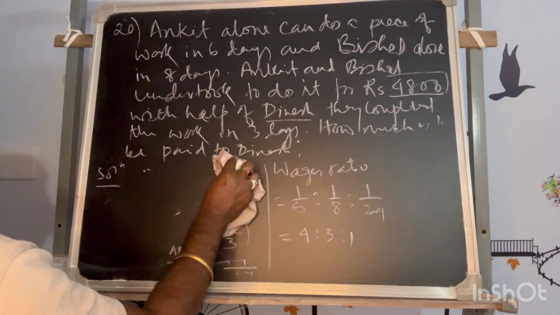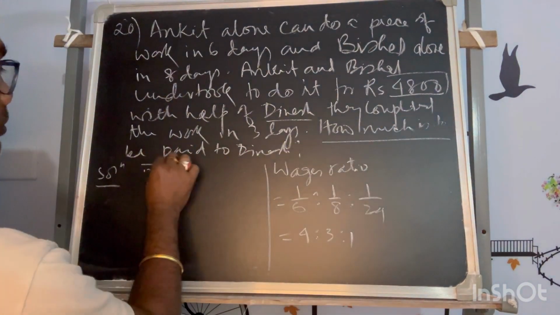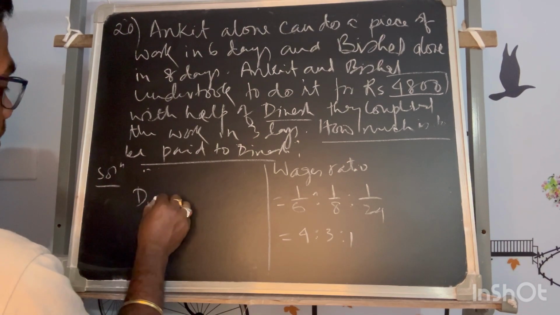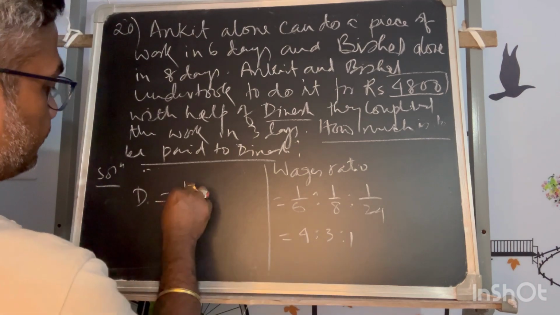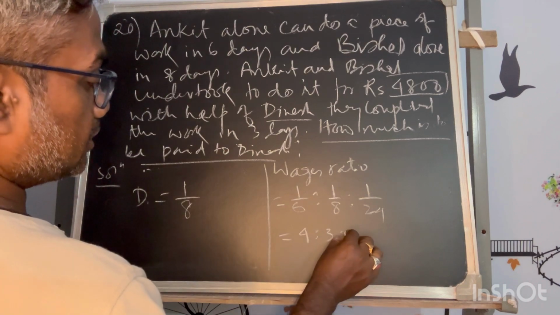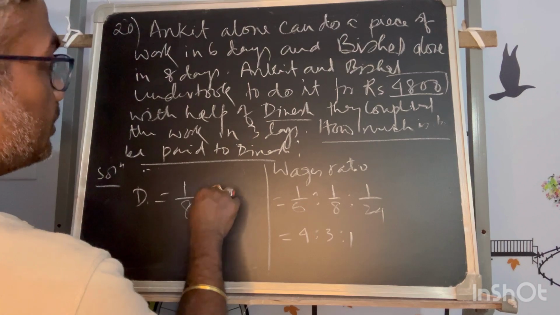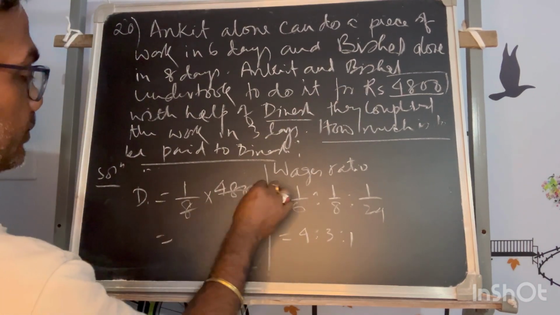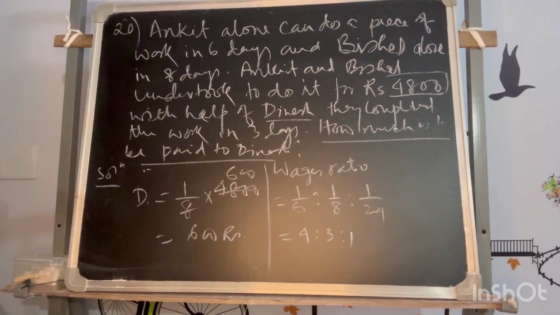Now once you get it, what is the part you need to know? How much is to be paid to Dinesh? So Dinesh's part of the contribution is 1 upon 4 plus 3 plus 1, that is 1 of 8 of the total wages being paid for that job. 600 rupees Dinesh will get out of this.